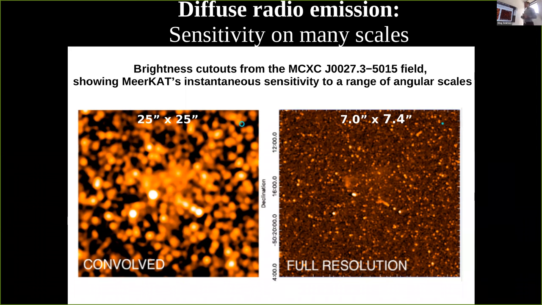Just an example to show you how clean the field of MeerKAT data is. See the J27.3 field, which shows the MeerKAT's instantaneous sensitivity to a range of angular scales. On the left, the convolved 25 arcsecond one, and on the right, the normal full resolution at 7 arcseconds.